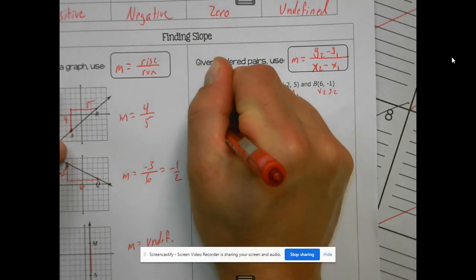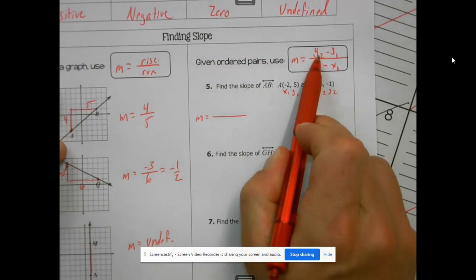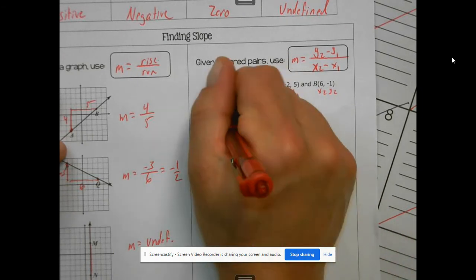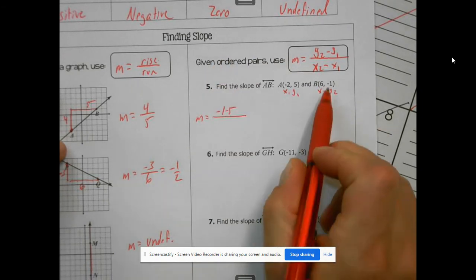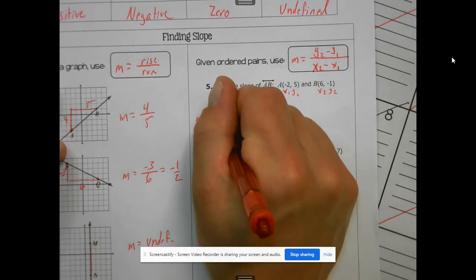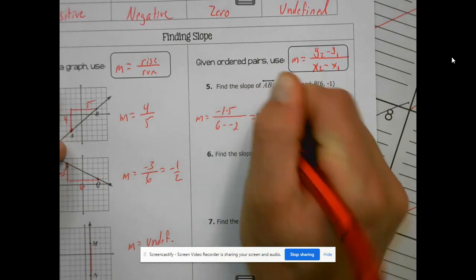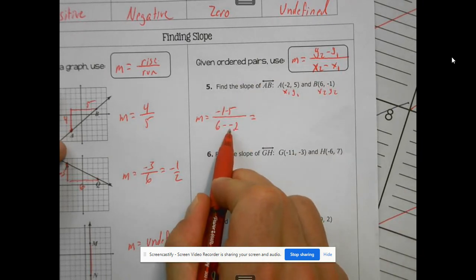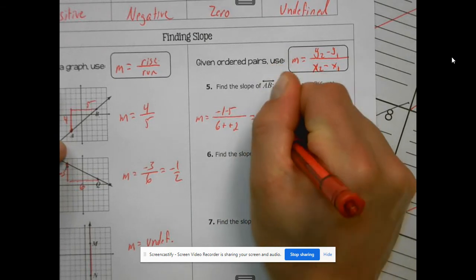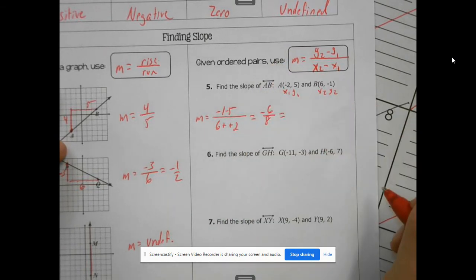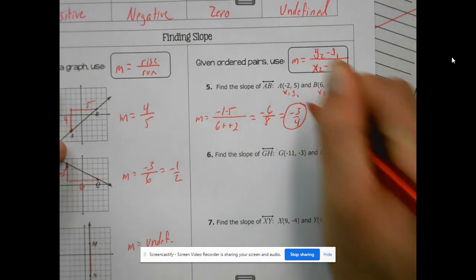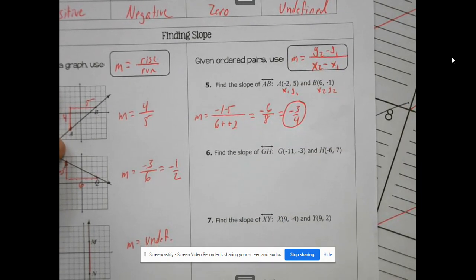So Y2 minus Y1, negative 1 minus 5. X2 minus X1, 6 minus negative 2. And remember, when you minus a negative, it turns into a plus plus. Up top, negative 6. Bottom, we have 8. And I can reduce that to negative 3/4. That is your slope from 2 points.